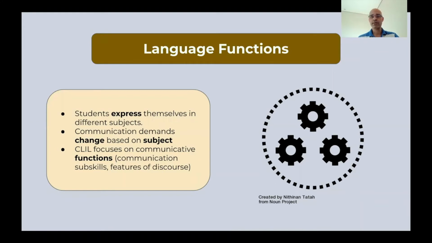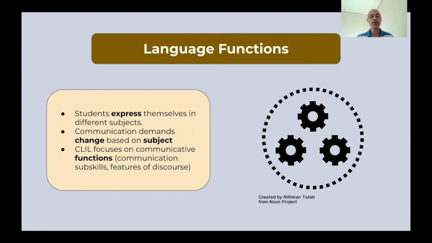Basically, when students are learning different subjects, they need to express themselves in that subject. And sometimes expressing ourselves in math or in science can be a little different than expressing ourselves in history and in geography. Because for each one of the subjects, we need different language skills. Because the body of content from each one of the subjects is different, right? So each subject has its own communication demands, and they change based on the subject that we are studying.